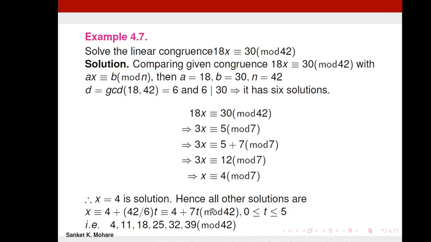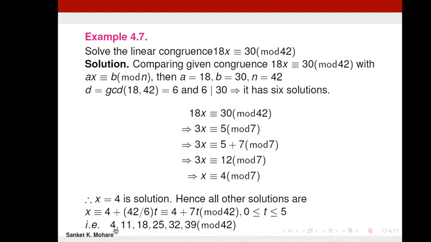Hence all other solutions are of the form x equals 4 plus 42 by 6 t, which is 4 plus 7t modulo 42, where t lies in between 0 to 5. Why 5? Where t lies in between 0 to d minus 1. Here d is 6, so t lies in between 0 to 5. So if we put value of t in this equation, we obtain these solutions 4, 11, 18, 25, 32 and 39 for all values of 0 to 5. So total 6 solutions modulo 42 we obtained, and these solutions are incongruent solutions.